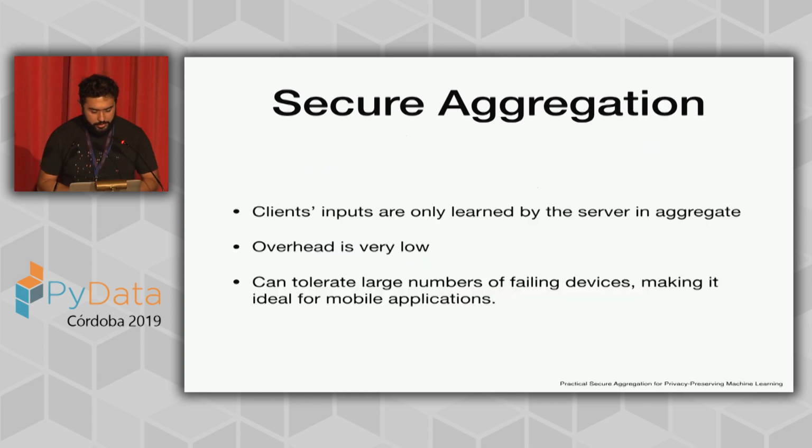So again, at this point, we only learn by using the client inputs, and we are only able to see that once it arrives in the server and once it's processed, and then we never store anything. Usually the overhead is pretty low, and we can tolerate a large amount of failing devices. So no matter where the customer is, it will still work, and we'll still be able to update the model.